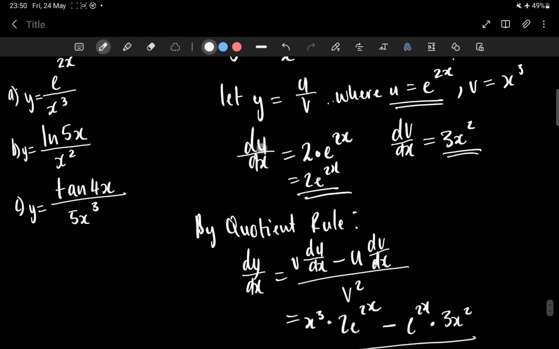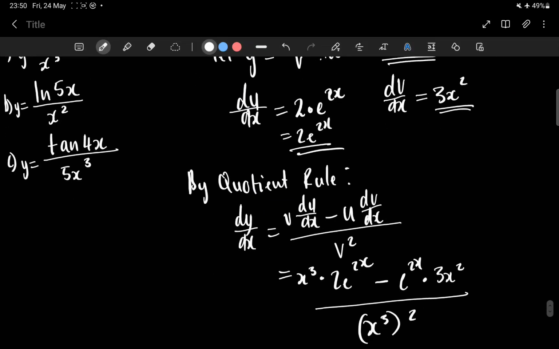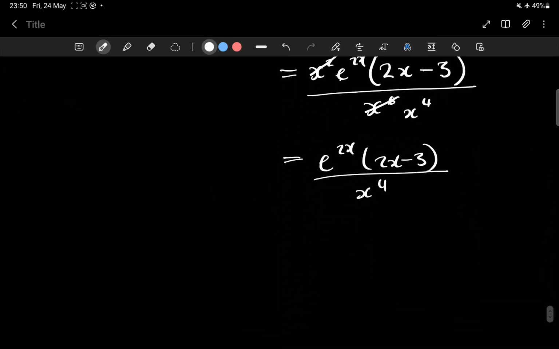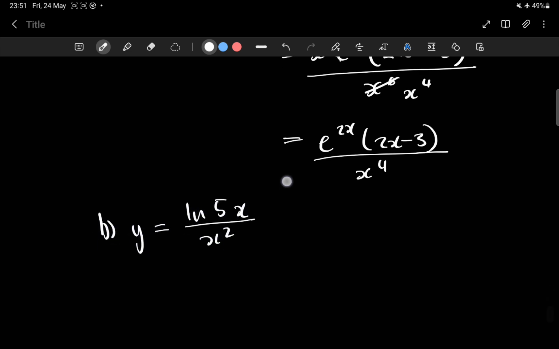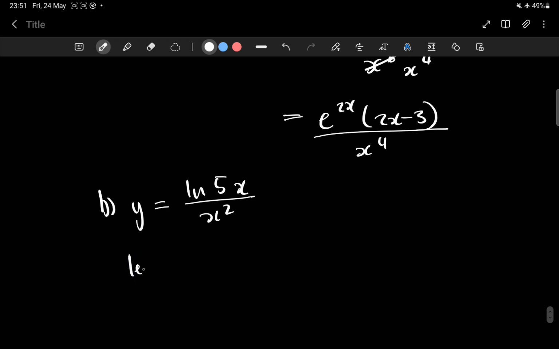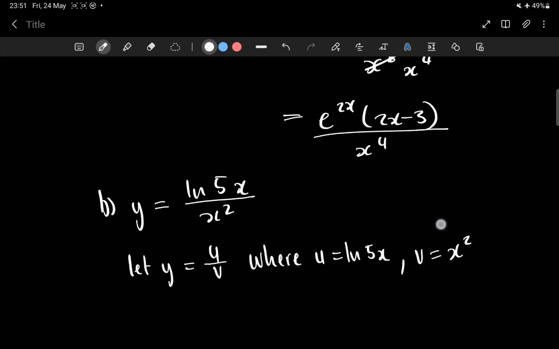What is part B saying? y is ln 5x over x squared. So let's go to B, says y is equal to ln 5x all over x squared. We can say that let y be equal to u over v, right? Where u is equal to ln 5x and v is equal to x squared, okay?